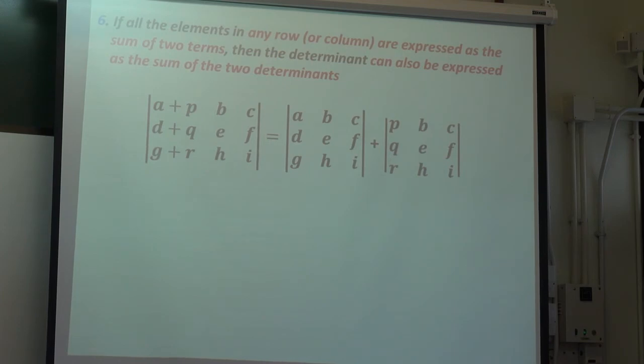Sorry to tell you that you have to put everything in your mind all of a sudden. But actually, I tell you, the best way to remember all these properties is to work on the exercises in the textbook. The more you work on, the more firm the property carries in your mind. So if all the elements in any row or column are expressed as the sum of two terms, then the determinant can also be expressed as the sum of determinants. I don't think that was difficult.